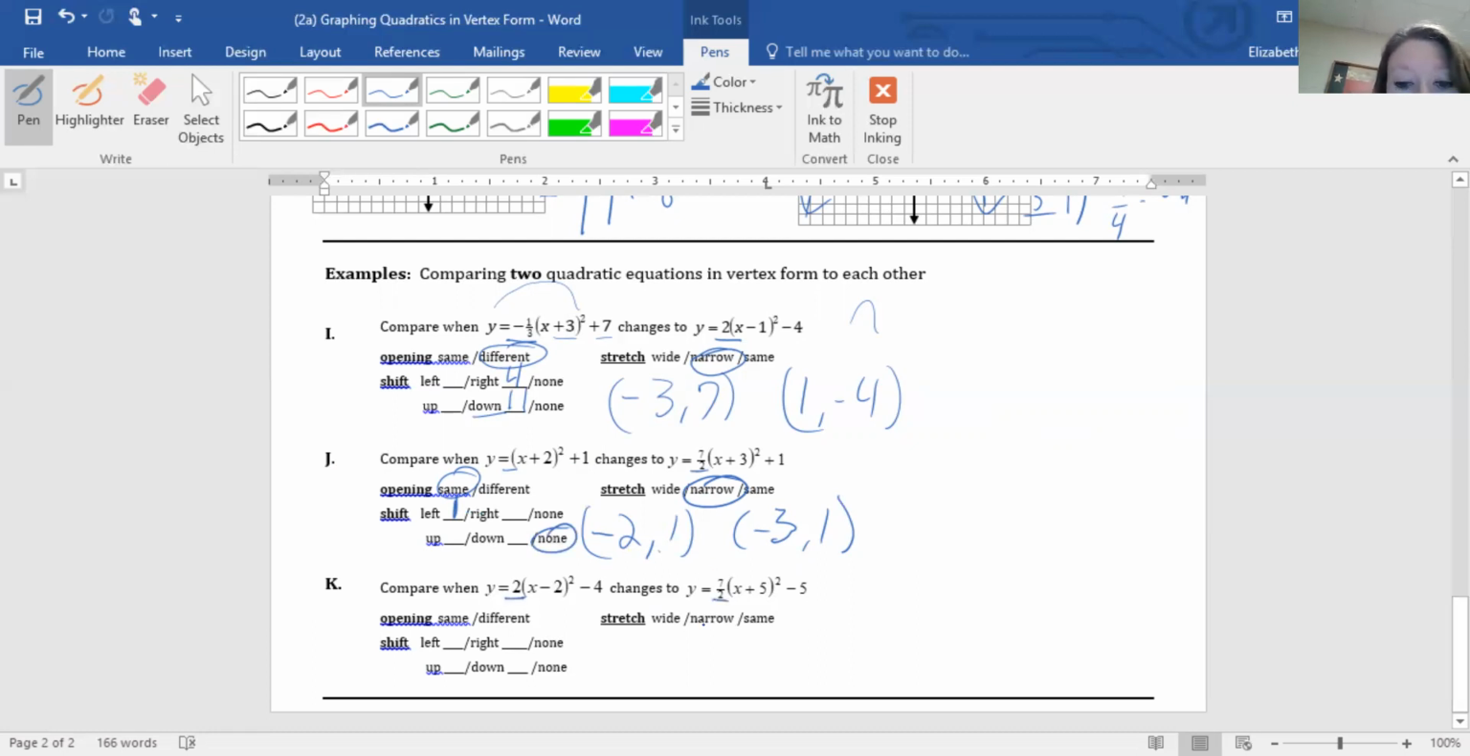Last one. 2, 7/2, both positive, opening is the same. The stretch, now this is where it's asking. I went from 2 to 7/2. Let's get 7/2 into a mixed number so we can directly compare it. So 2 goes into 7 how many times? 3, so 3.5. So this is a bigger number, so I got narrower. My shift, my vertex is 2, -4, and the new vertex is -5, -5. So I definitely went left 7. And I went from -4 to -5, so I went down 1.